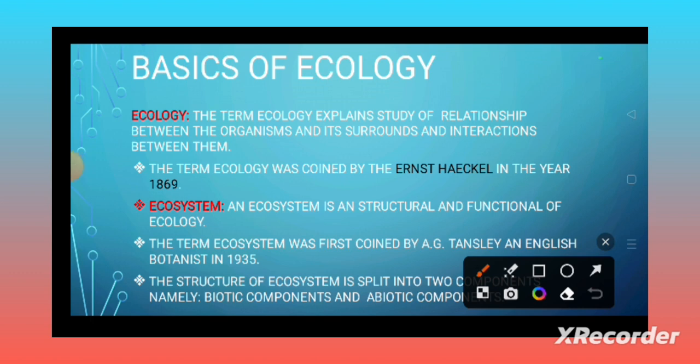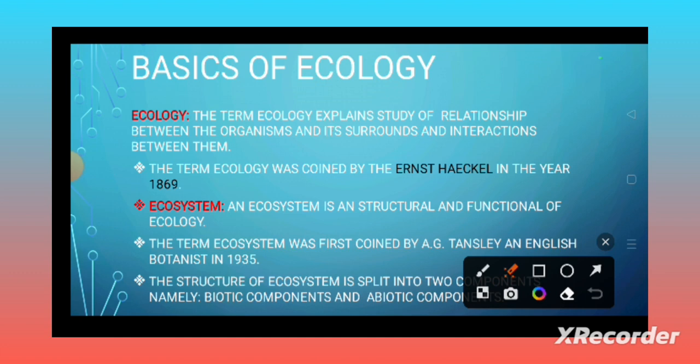In this video, we are going to discuss the basics of ecology. First of all, what is ecology? Ecology is the study of the relationship between organisms and their surroundings, and the interaction between them. The interaction that happens between the organisms and their surroundings is known as ecology.